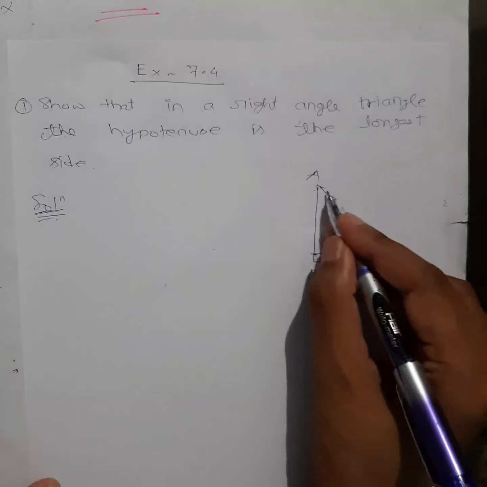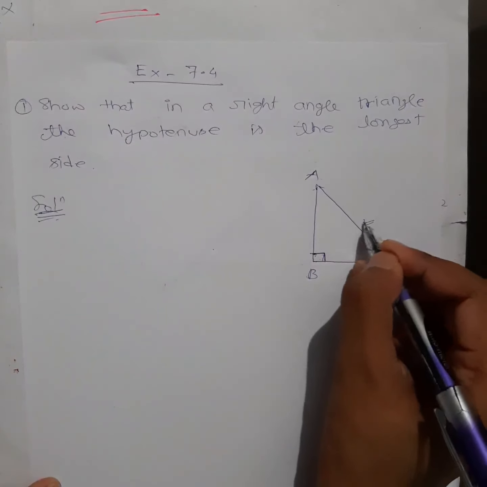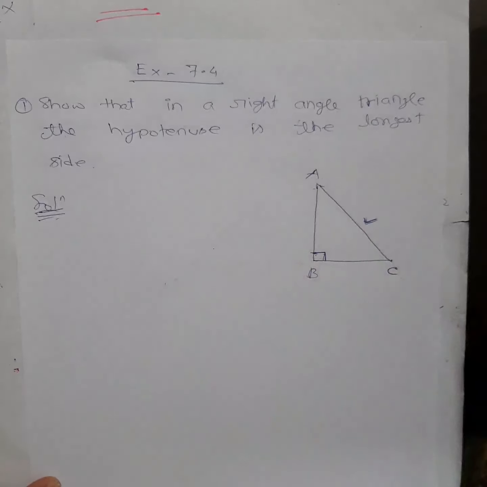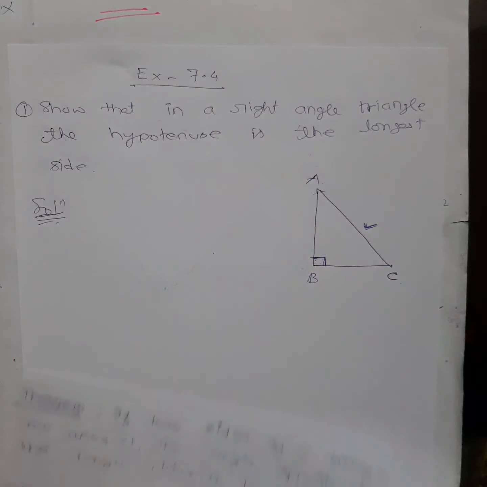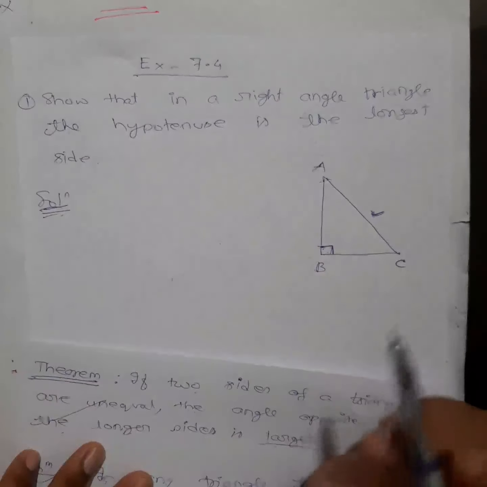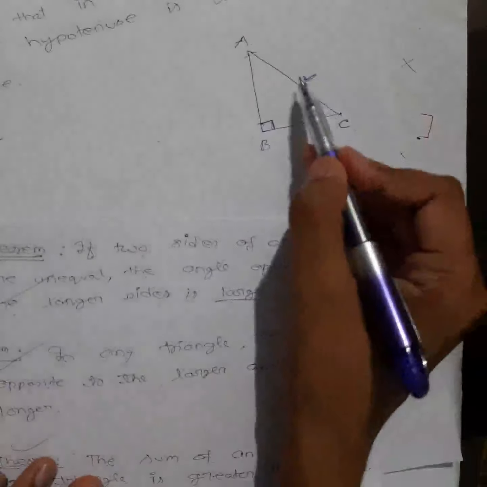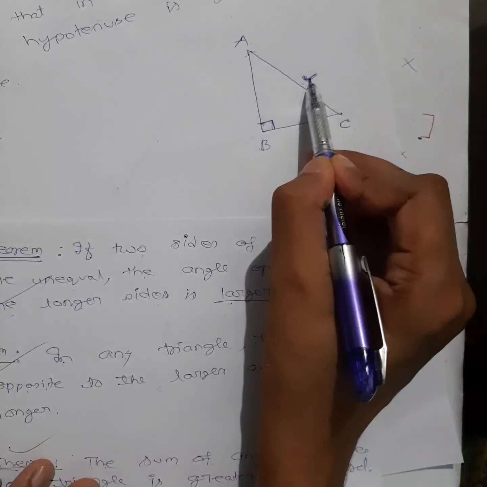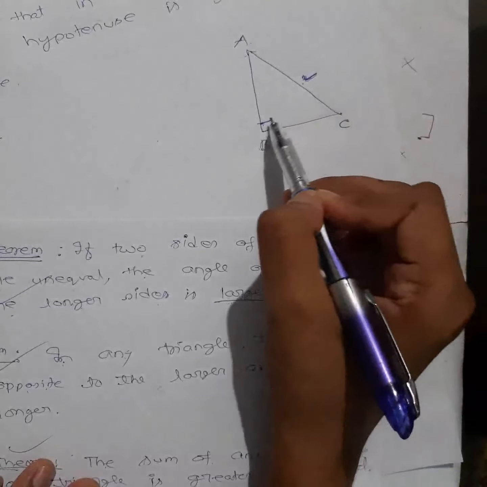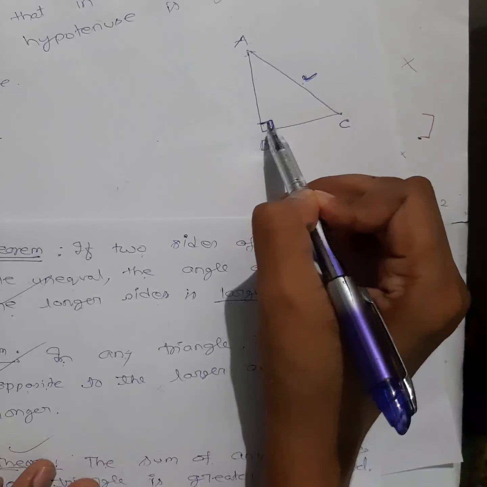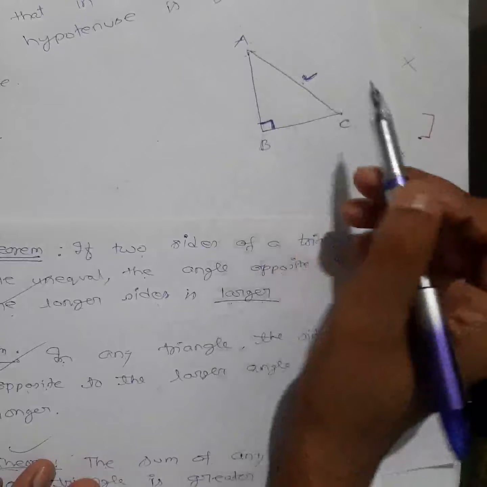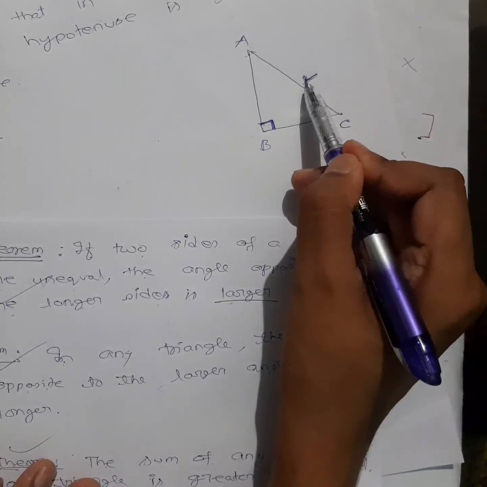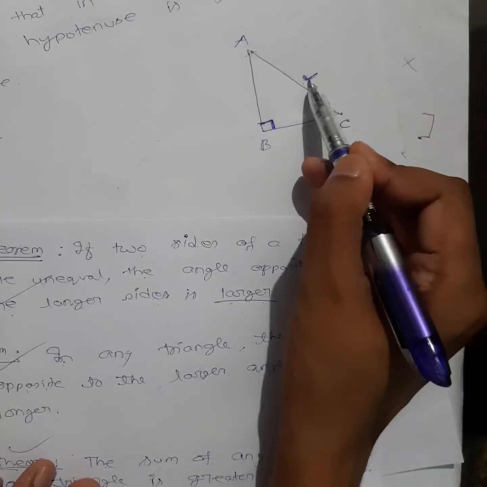So I have to show which one is the hypotenuse here, AC. So I have to show AC is the longest side here. Now how will you show that? Just now we have seen the theorem: in any triangle, the side opposite to the larger angle is the longest. To show this one is the longest side, if I can show that this angle is the larger angle here, my problem is solved, right? Opposite to this, that is AC, will be the longest side here, right?